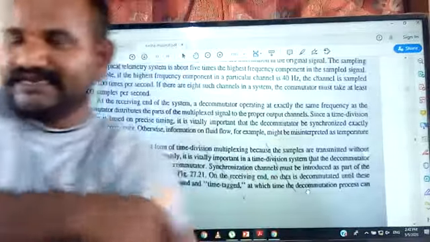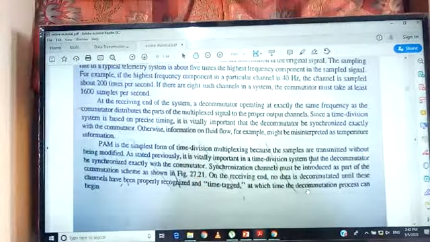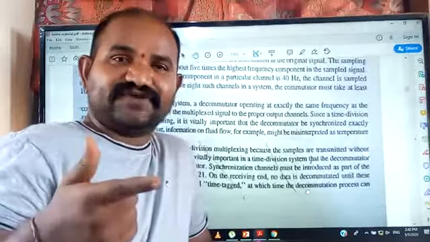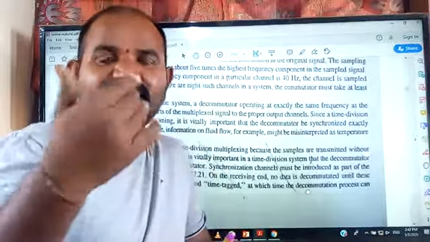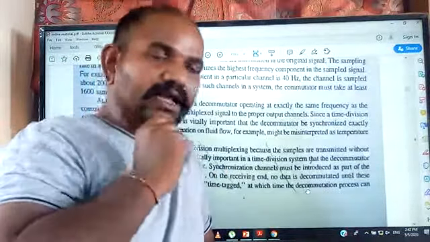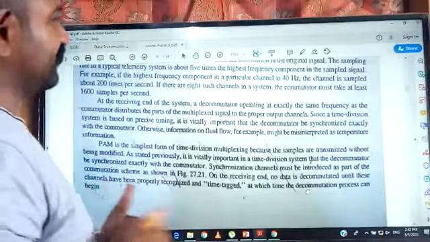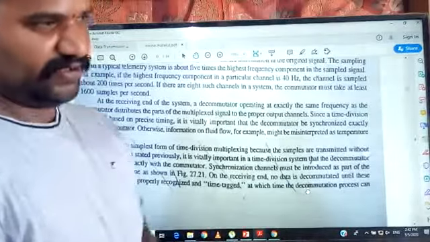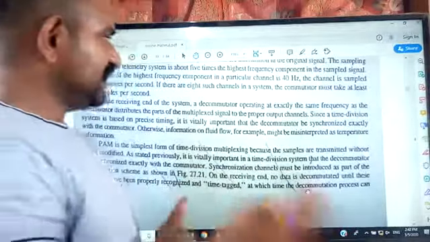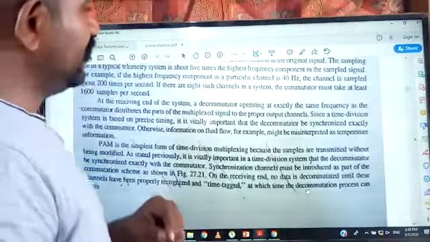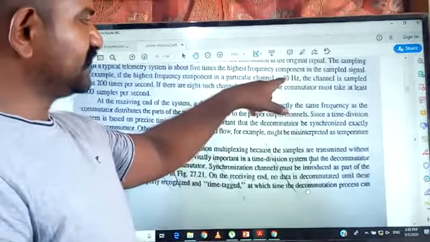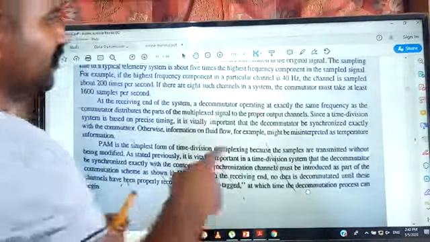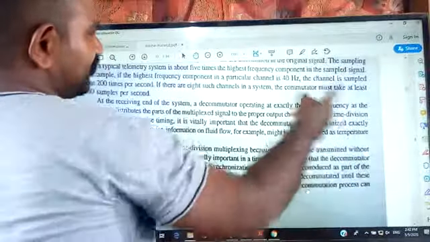As I said, the sampling rate is going to be decided based on the highest frequency of a particular signal. Highest frequency means how fast the signal amplitude is varying. I am assuming that the highest frequency of a particular channel is 40 Hertz. If it is 40 Hertz, what could be the sampling rate? It is 5 times, right? 5 times the highest frequency means 5 into 40.